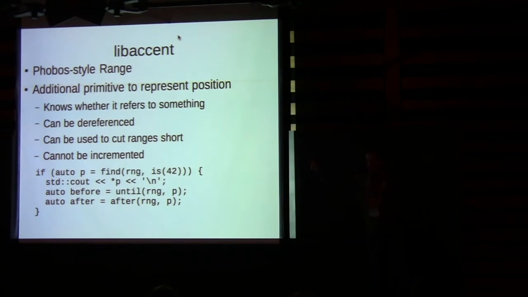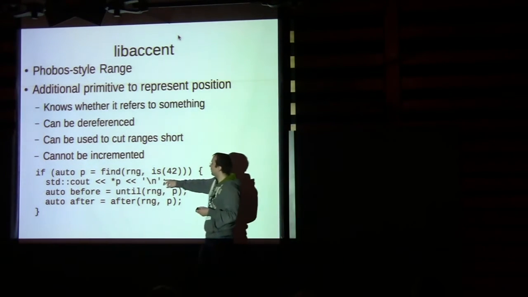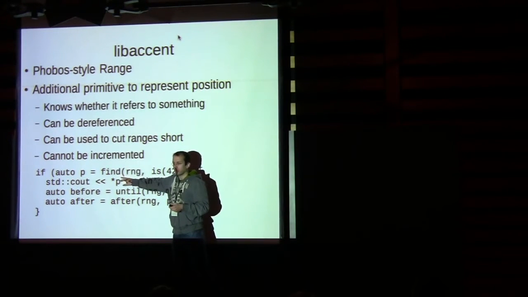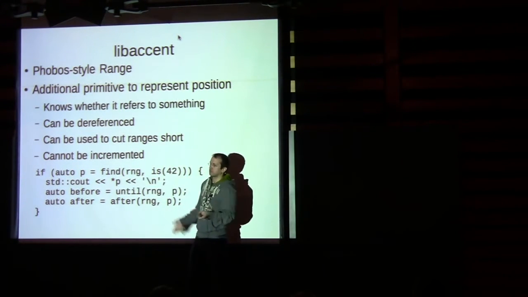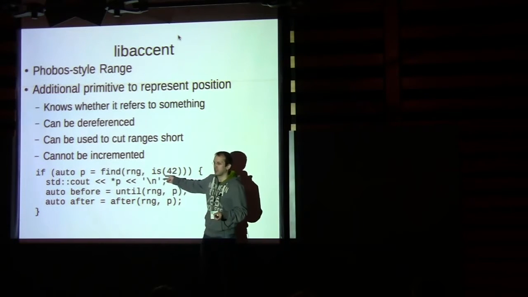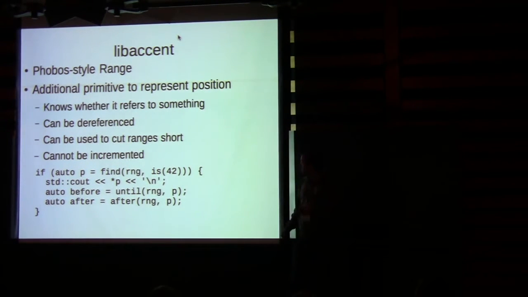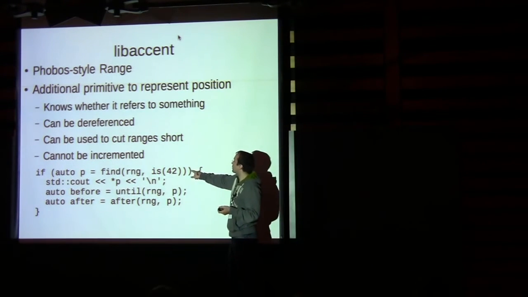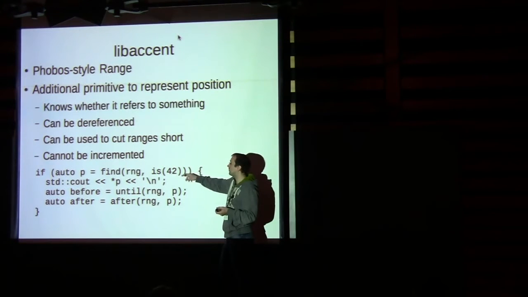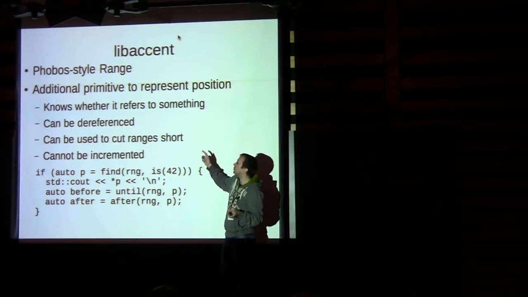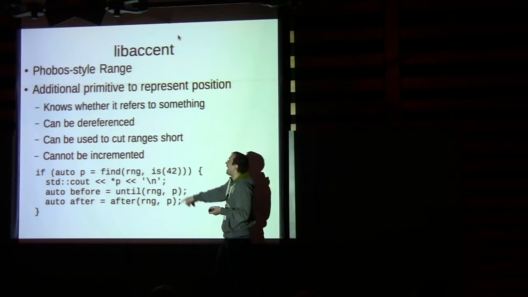And that means that find can return a position, and that's pretty nice. So my find is called find because this is easy. It returns a position, and the position knows whether it refers to something. So if find doesn't find anything, it returns a position that doesn't refer to anything, which converts to false. I can write this.